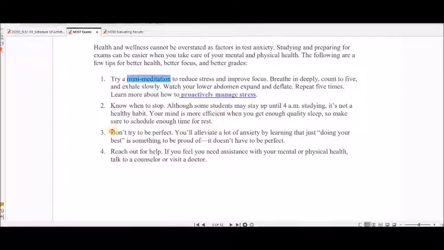And this is something that I find very interesting. Don't try to be perfect. Accept the fact that you are not going to get 100% on this test. And if you do get 100, good for you. But that leads to anxiety.